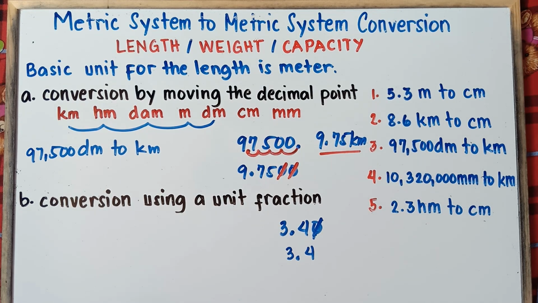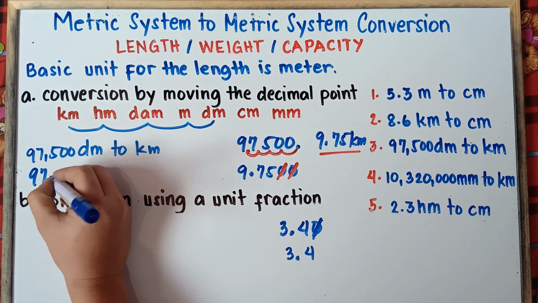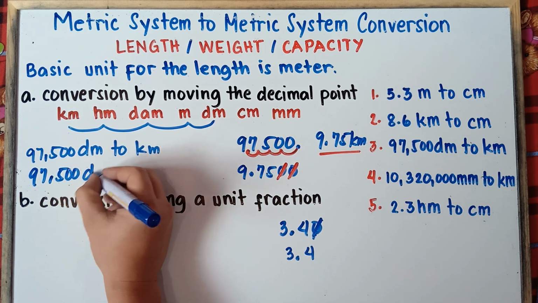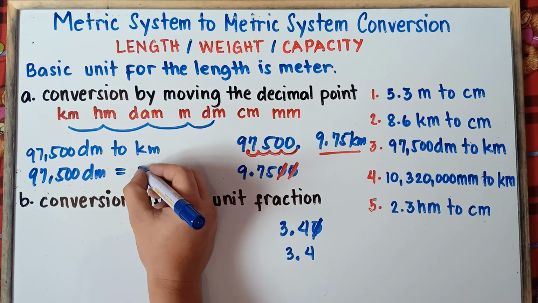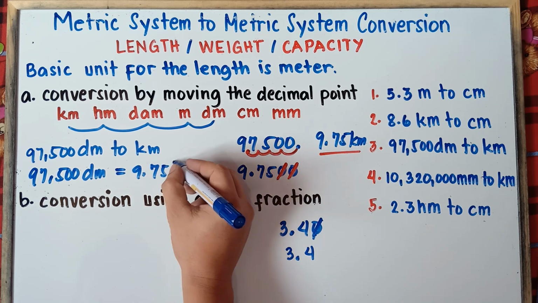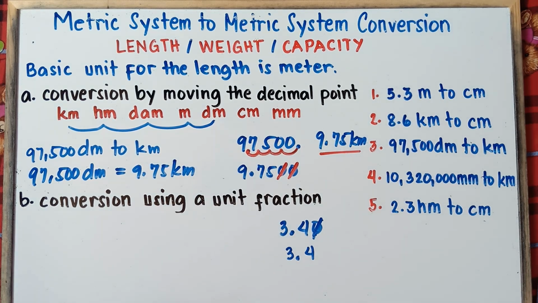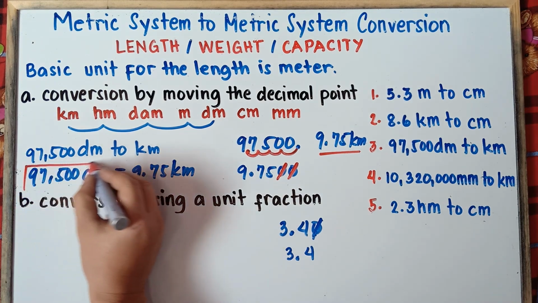So therefore, we can say that 97,500 decimeters is equal to 9.75 kilometers. That's it, class. All set for example number 3.